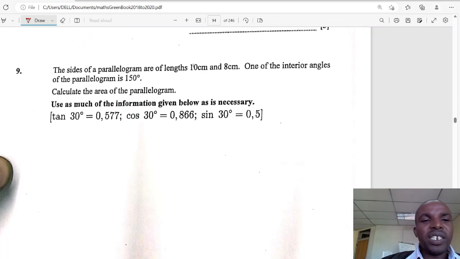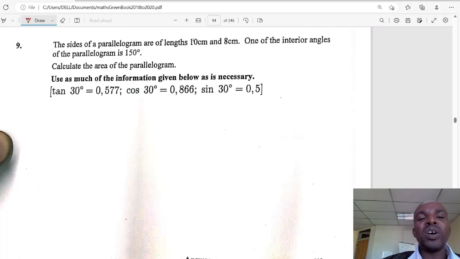Right, then the next part: the sides of a parallelogram are of length 10 centimeters and 8 centimeters. One of the interior angles of the parallelogram is 150. That's an interior angle of a parallelogram. It's actually 150 in this case. Then they said calculate the area of the parallelogram. Area of a parallelogram is actually made of 2 triangles, 2 equal triangles.